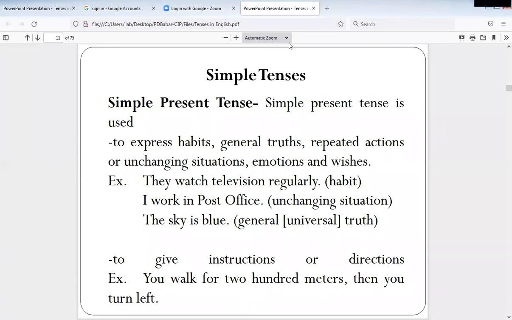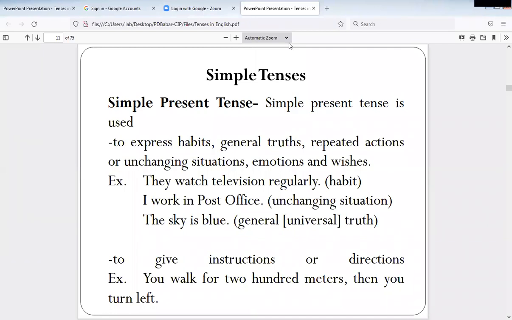An example of these is: they watch television regularly. If watching television is a habitual thing, a habit-forming thing, then it is expressed with the help of this tense, that is simple present tense. They watch television every day, regularly, and that's why it is a habitual thing. It is the habit of that family or those people. So they watch television regularly.